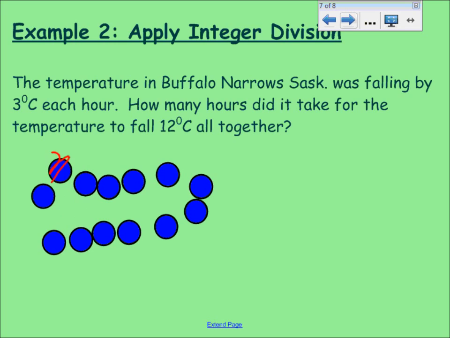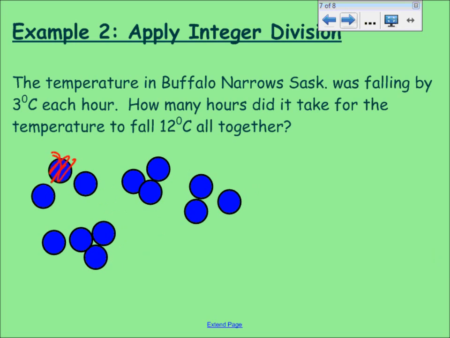And this, of course, isn't 1 right now. So how many hours did it take for the temperature to fall 12 degrees altogether? We need to group these into groups of 3. We've got 1, 2, 3 there. We've got 1, 2, 3 there. 1, 2, 3, and 1, 2, and 3.